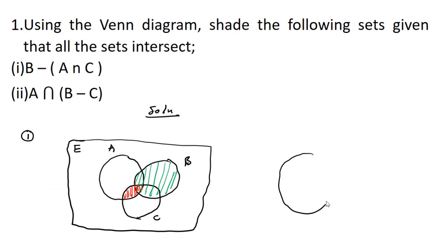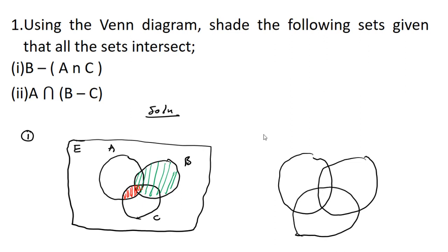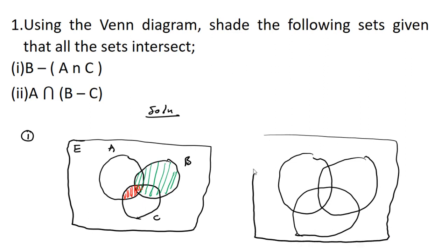Okay, let me move on. I have set A there, then set B there, then set C there, and this is the universal set. So this is set A, ladies and gentlemen. This is set B, this is set C. Now I have drawn A intersection C, which is the red part there. Then I have drawn B, which is this one in green.